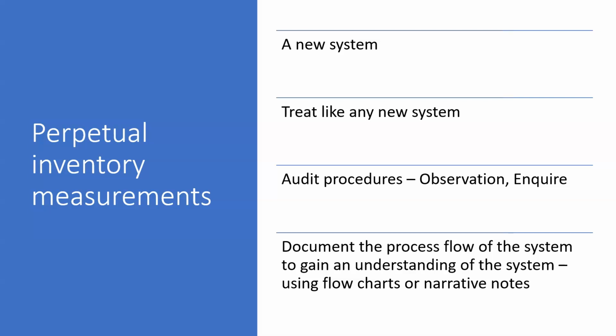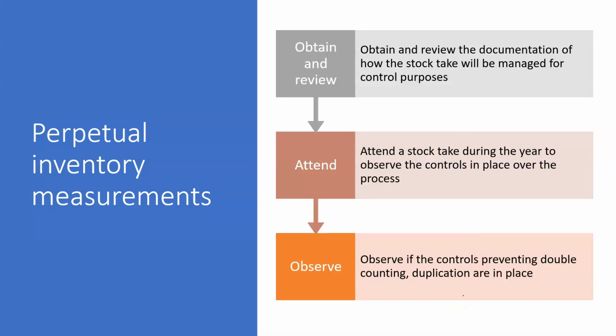Right, so they have a new system as well, and I think, like any new system, the process is about observation, inquiring and documenting. So any time you see anything about a system, what you want to understand is the system. You want to show the examiner that you understand, which you could do either by flowcharts or narrative notes. That's your first thing.